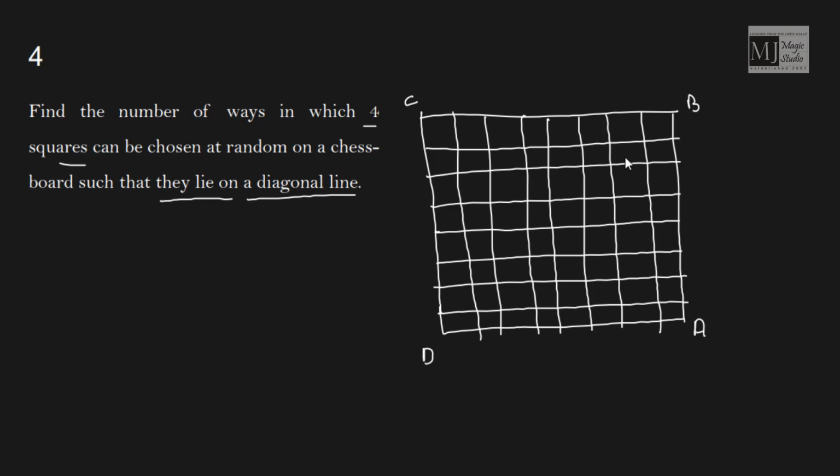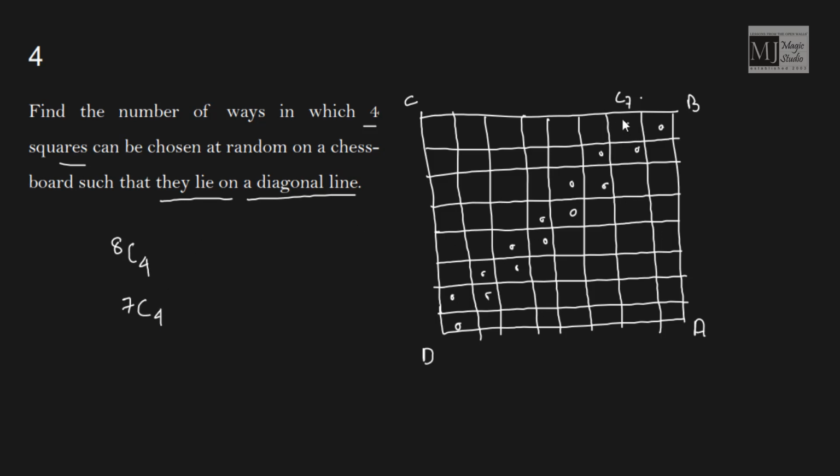Now let us consider the first diagonal BD. How many squares are there on this diagonal BD? 1, 2, 3, 4, 5, 6, 7, 8. So out of these 8 squares, I need to choose 4 at a time. That can be chosen in 8C4 ways. Now if we see column 7, this diagonal is 1, 2, 3, 4, 5, 6, 7. So out of these 7, in how many ways can we choose 4?